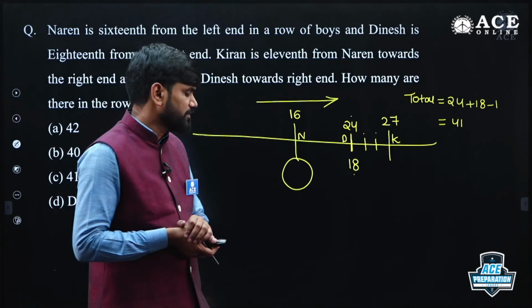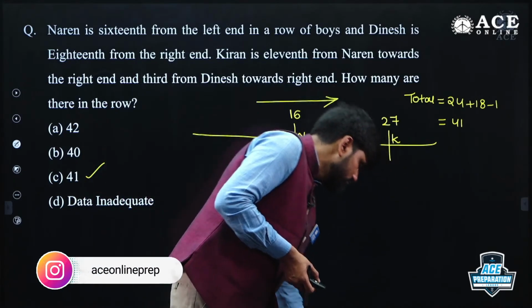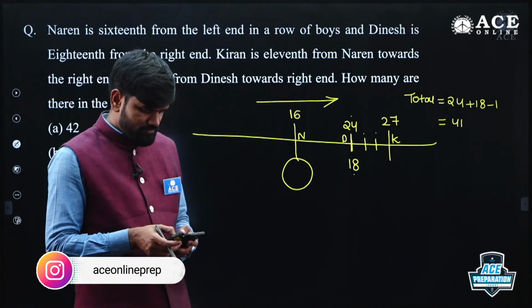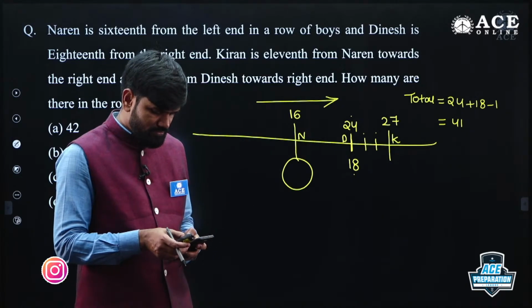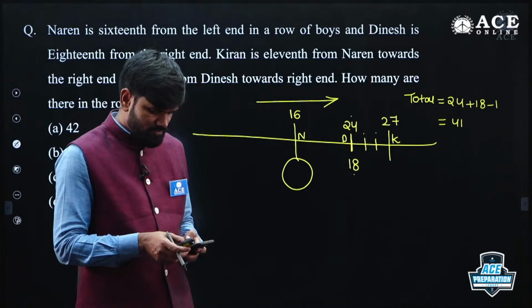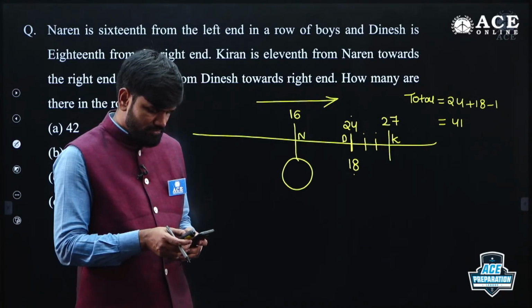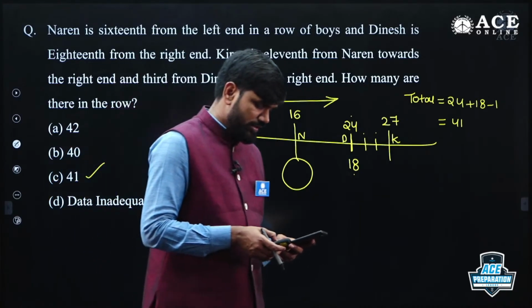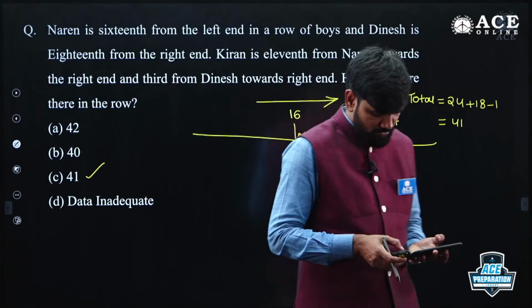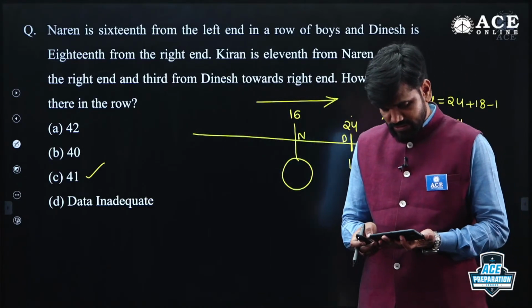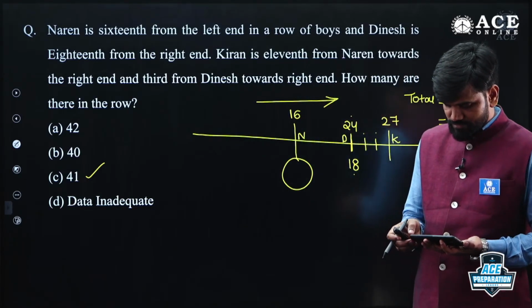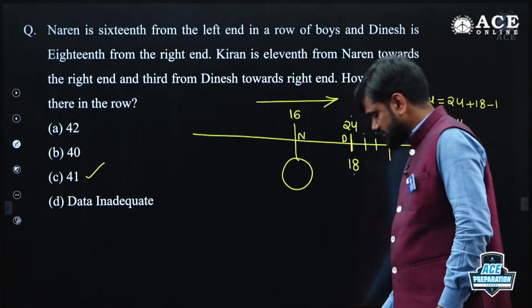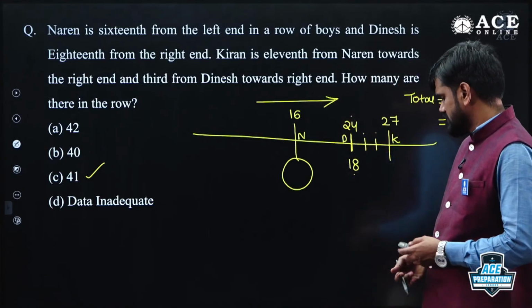Is that clear? Is that clear with everyone? Any doubt? Right? 41, Rajshekhar, that is correct. Right? Chalo. Let us go ahead with the next one.